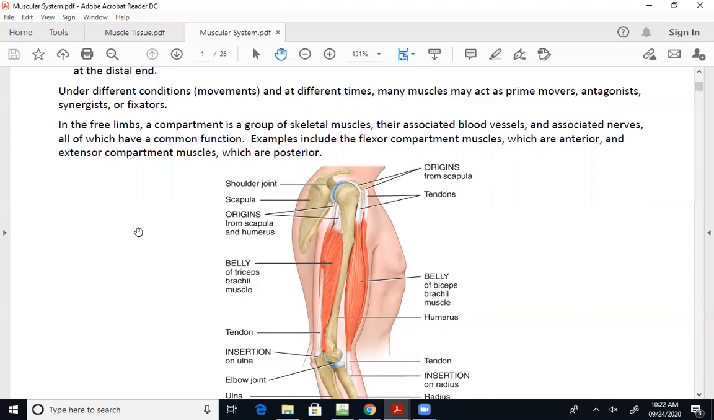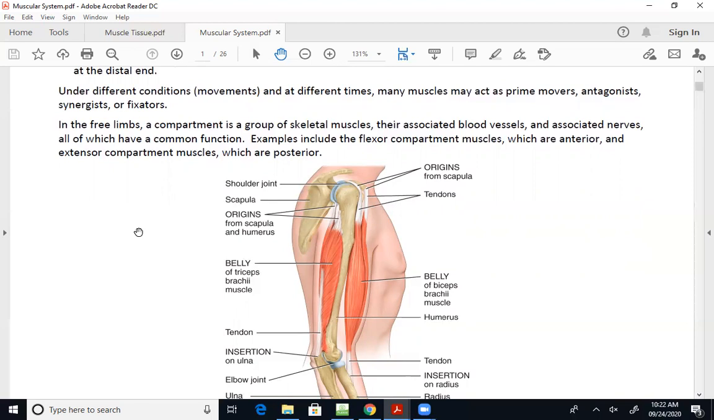In the free limbs, a compartment is described as a group of skeletal muscles, their associated blood vessels, and associated nerves, all of which have a common function. Examples include the flexor compartment muscles, which we really should say are generally anterior.